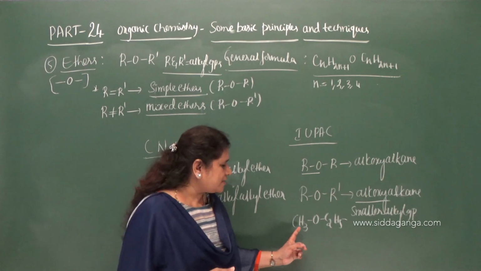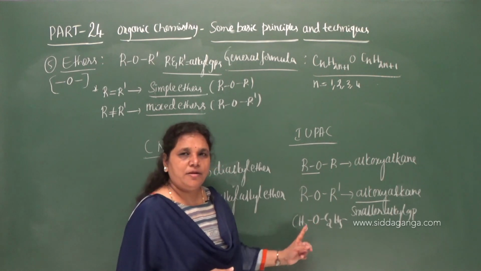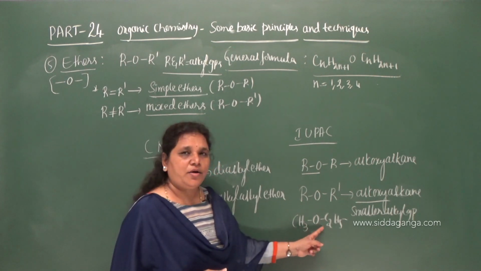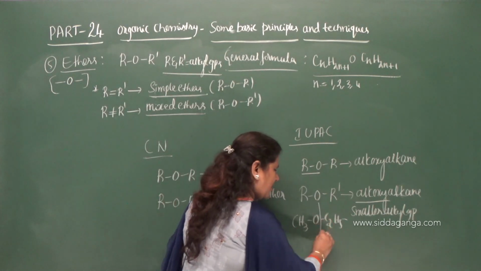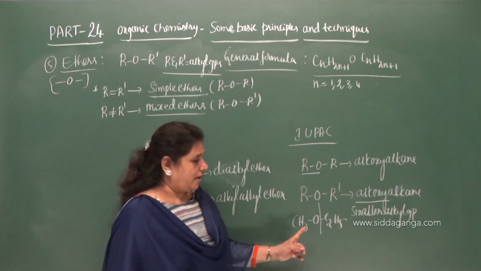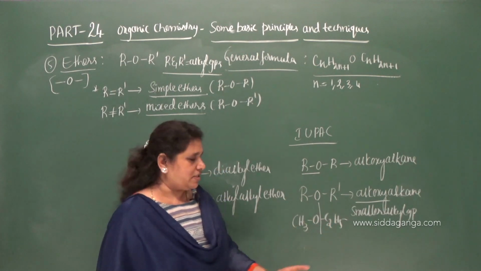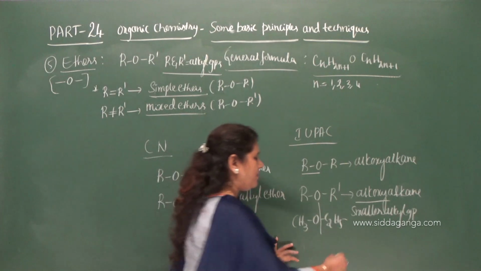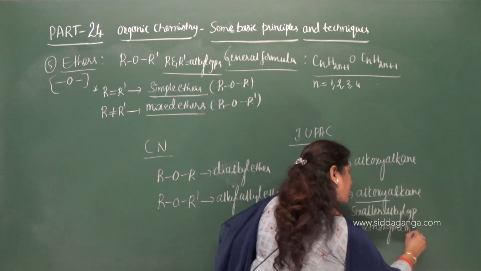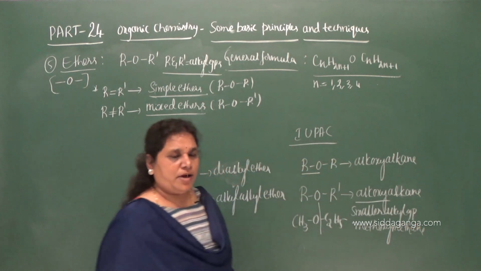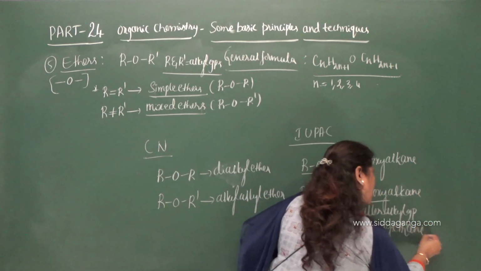So you have to consider the smaller alkyl group along with the oxygen. Then it will be methyl and the oxygen, methoxy. Alkyl and oxygen, alkoxy. Methyl group and oxygen you have to consider, so this will be the prefix. Methyl oxygen, methoxy. What is the root word? The root word has 2 carbon atoms, so ethane. So methoxyethane is the IUPAC name.